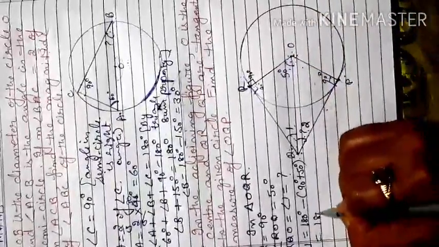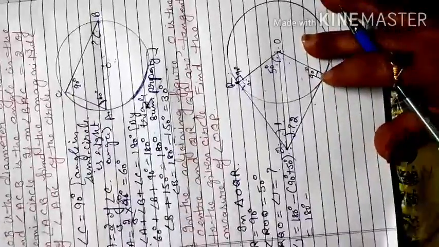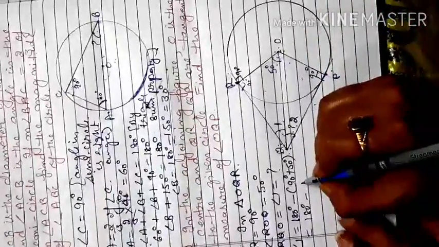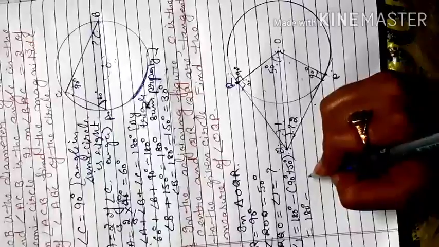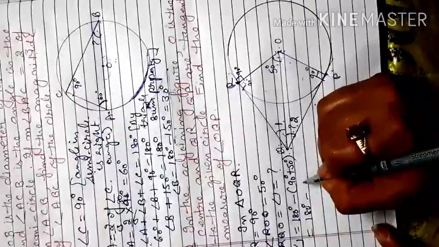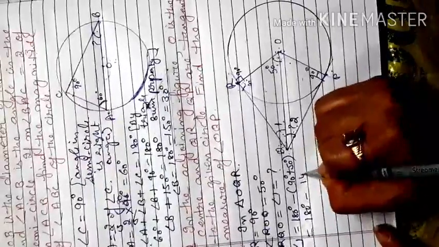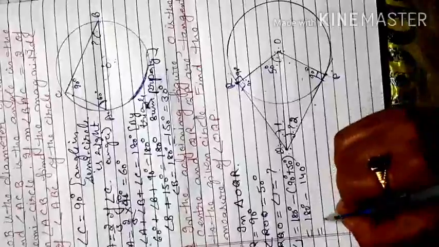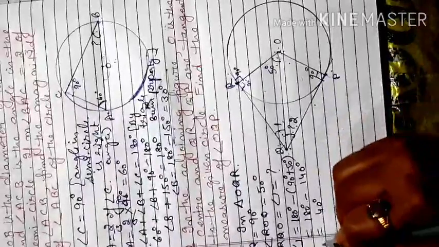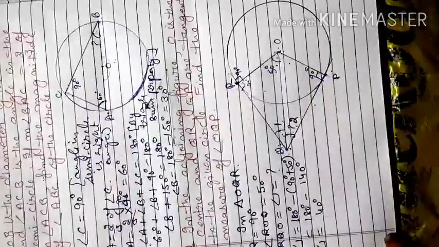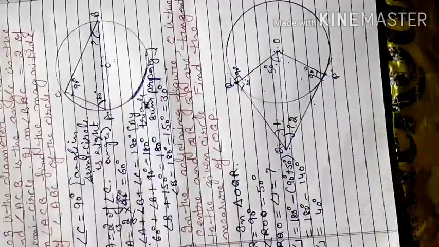So that is 180 degrees. 90 degrees plus 50 degrees gives me what? 90 plus 50, that gives me 140. So 180 minus 140 gives me 40 degrees. So that means this angle 1 is 40 degrees. But how can I find this angle?